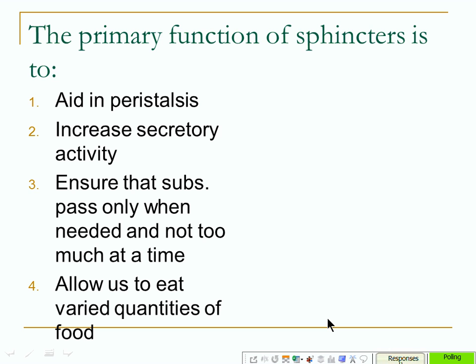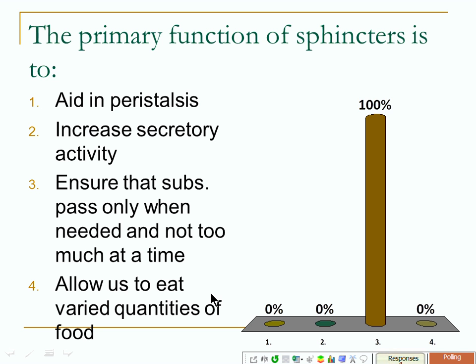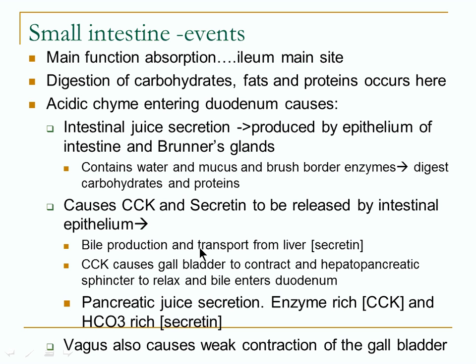What is the primary function of the sphincters? Very good. Just ensure that substances pass only when needed to, and also a little at a time. You don't push the whole thing through all at once. Okay, so we'll stop here.